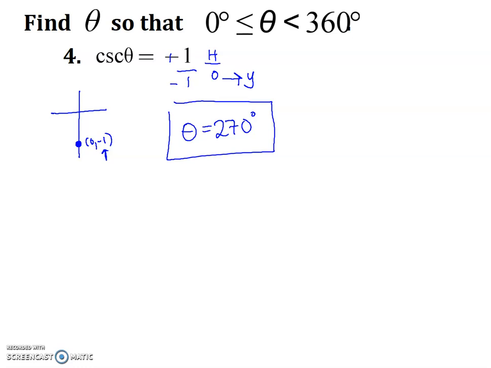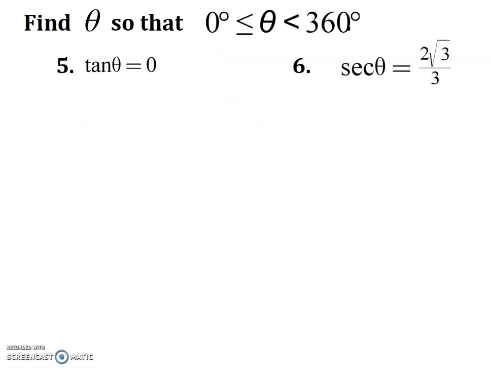So let's look at just 2 more examples. So we have tangent of theta equals 0. So that'll be 0 over any number. It doesn't have to be 1. Okay, it can be +1, it can be -1, it can be 200. So when you have 0, the denominator can be anything. So tangent, that's opposite over adjacent.